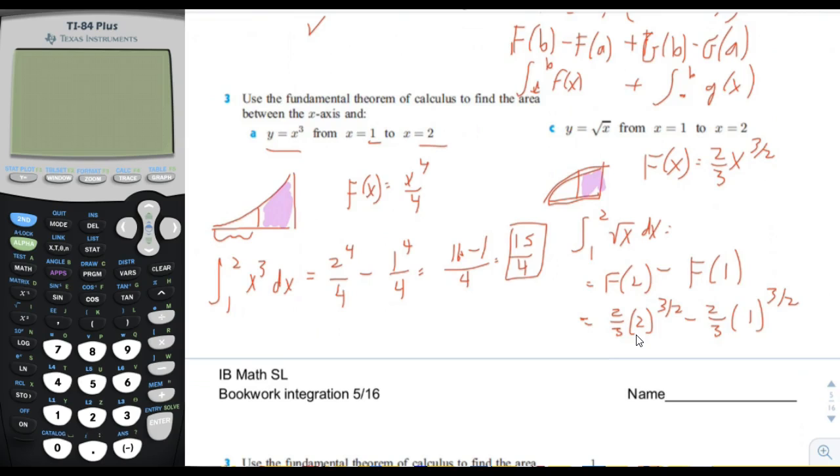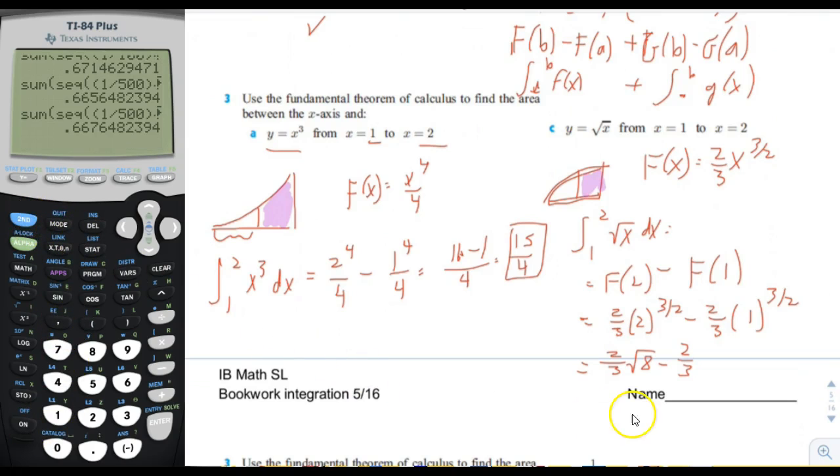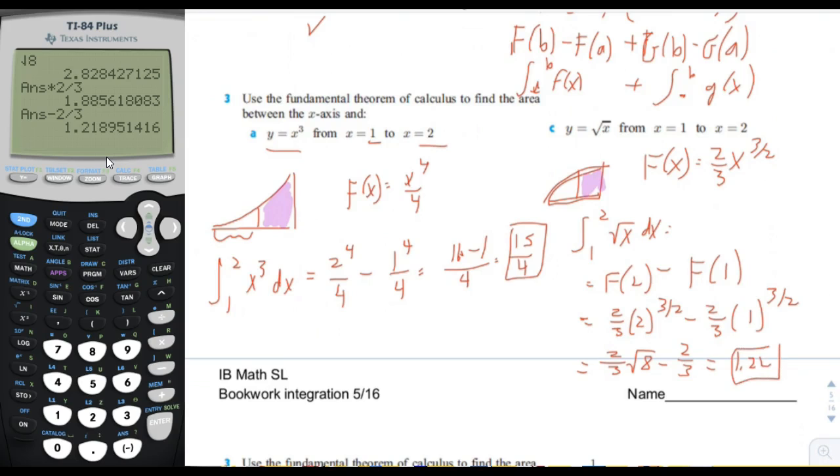So that would be equal to, let's see, this is not a nice number. So it's going to be 2/3 square root of 8 minus 2/3. Okay? So we could find a number for that on the calculator, at least. It would be square root of 8, which is 2.83, times 2/3, times 2 divided by 3. Get 1.88, and then we subtract out 2/3, which is 1.22. So our area is approximately 1.22. And that's it for this section.